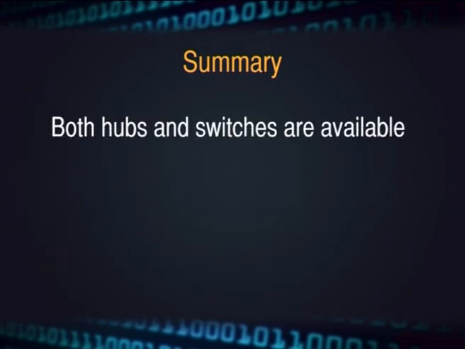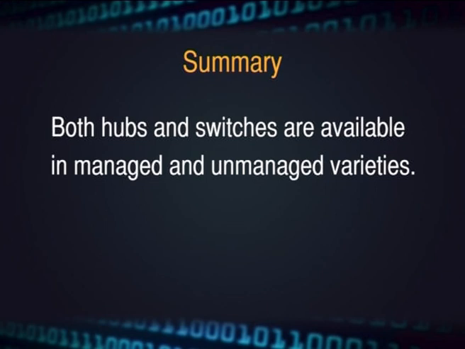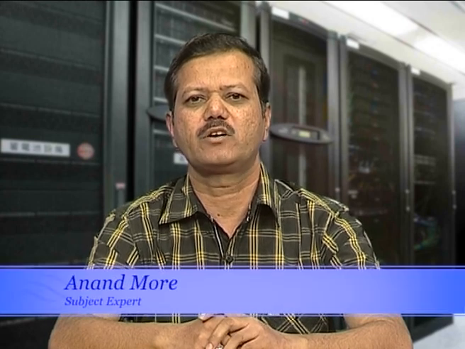Both hubs and switches are available in managed and unmanaged varieties. The network operating system plays an important role to handle the communication within the network. Finally, we have learned to develop a network of computers with a NIC in a computer, and these computers are connected with cable via hub and/or switch. In the next lesson, we will discuss the advanced networking devices used for LAN and WAN.